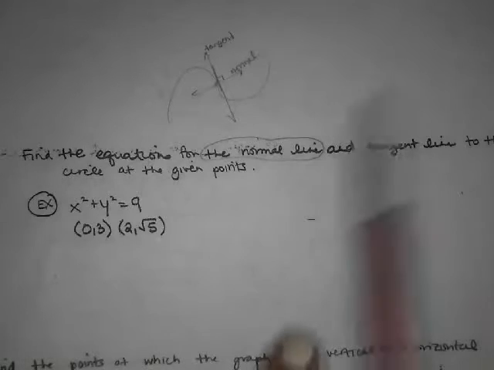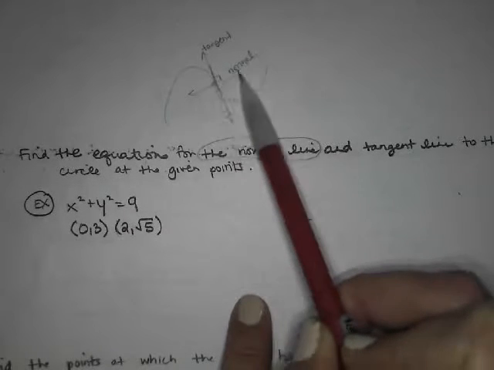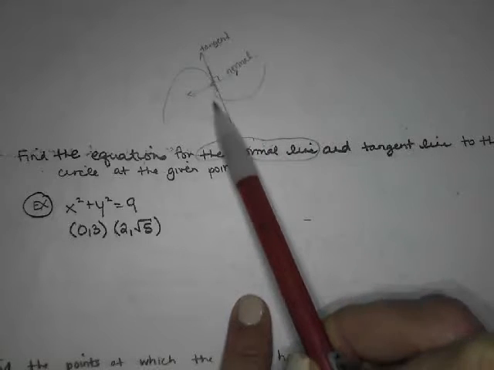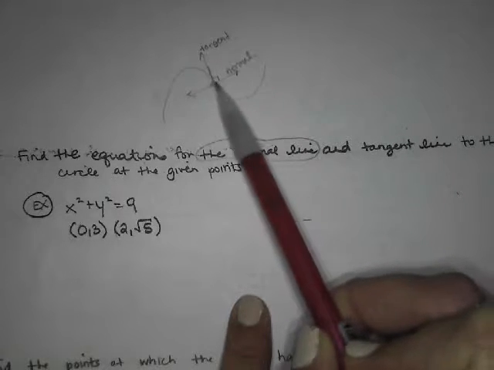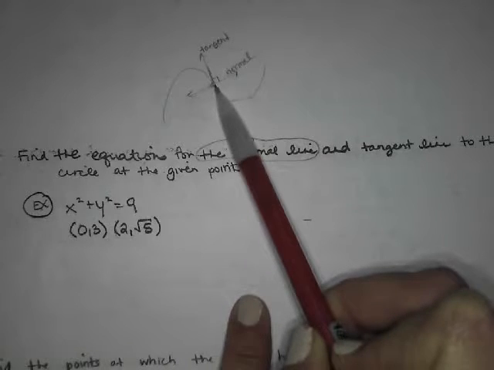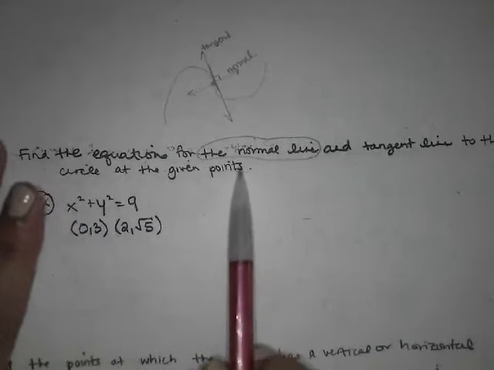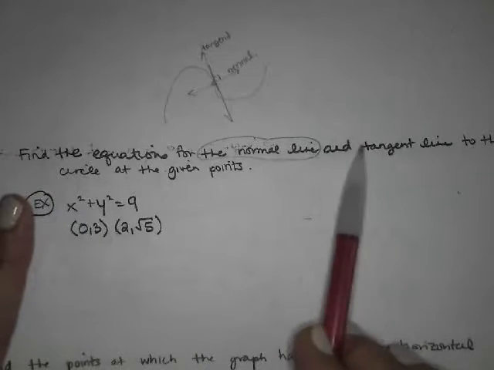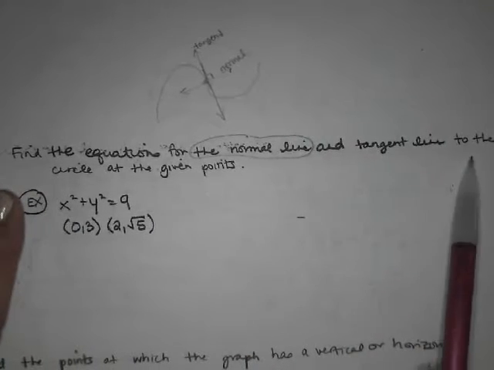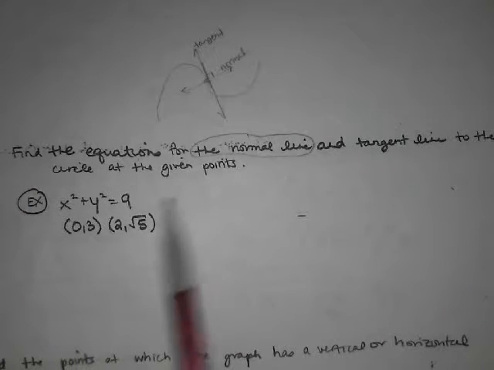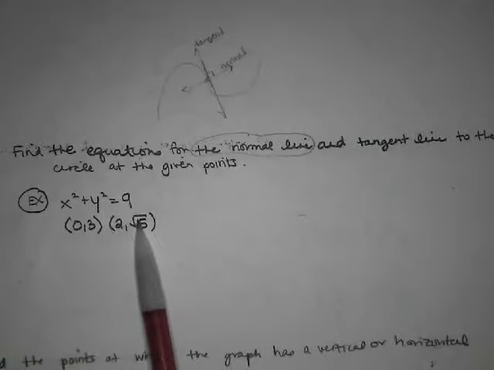In summary, the normal line is the line that still goes through the point given, but is perpendicular now to the tangent line. So it's going to be perpendicular to the slope at that point. So we'll do the normal line first, then we'll do the tangent line part later. And we want it to be normal to the circle at the given points.